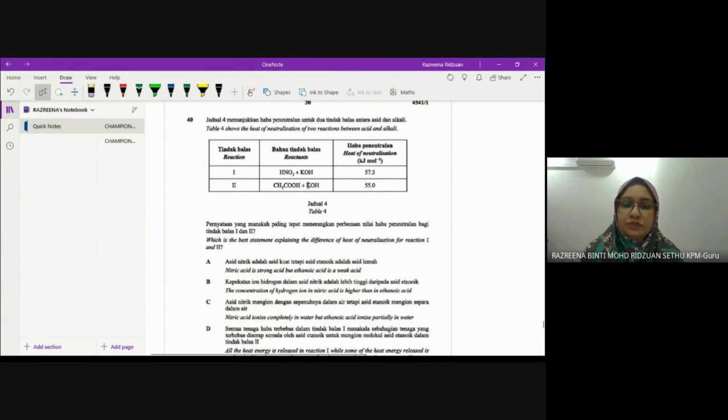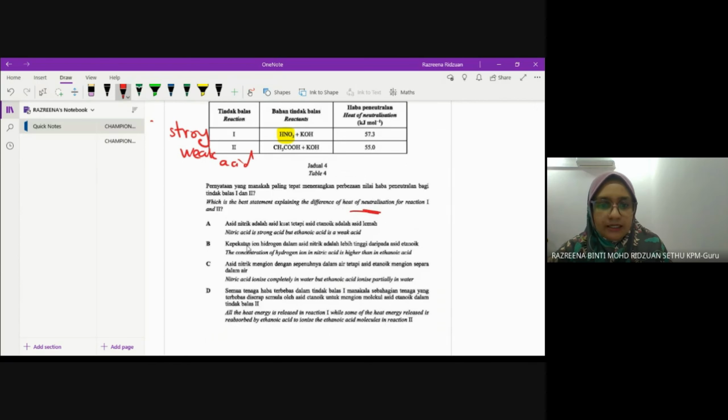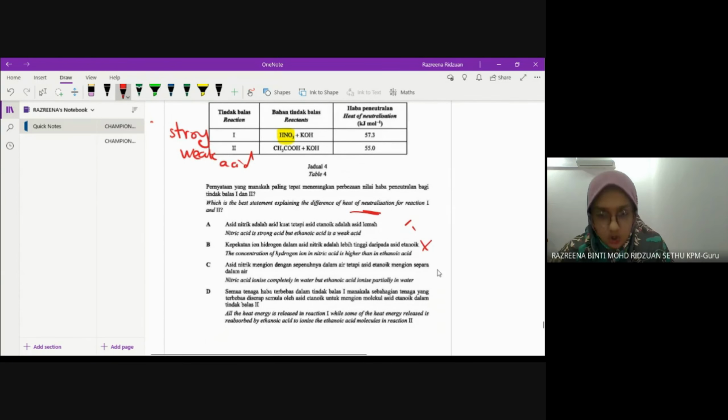Question 40. The table shows the heat of neutralization between 2 reactions between acid and alkali. Which is the best statement explaining the difference of the heat of neutralization for reaction 1 and 2? What's the difference between reaction 1 and 2? In reaction 1, you see a strong acid. This is a weak acid. So nitric acid is strong but ethanoic acid is a weak acid. That truly does not explain the reason why. The concentration of hydrogen ion in nitric acid is higher, yes, but it does not explain. Nitric acid ionizes completely in water. Yes, so it still does not explain it.